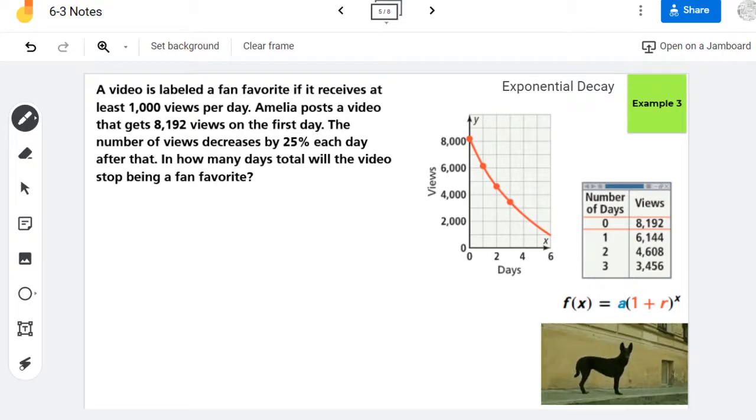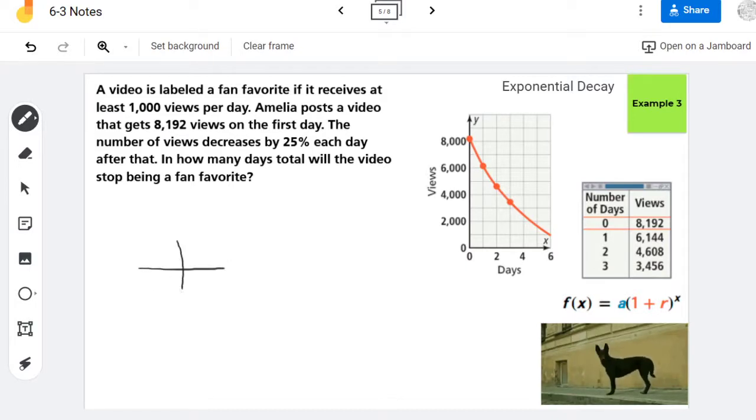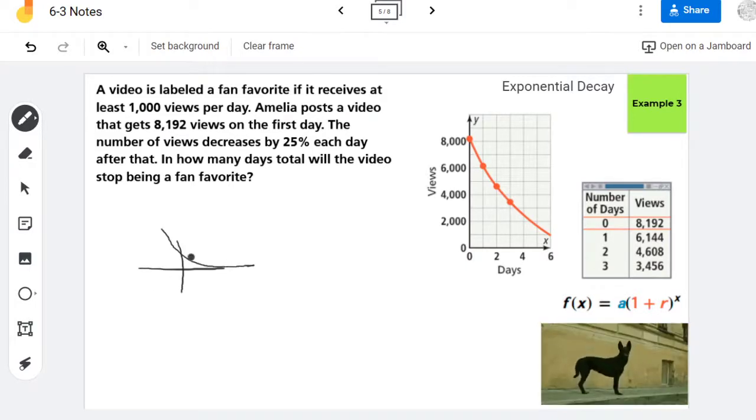In today's video, I'm covering example 3 from section 6-3 in the SavvasRealize Algebra 1 textbook. In this video, I am covering exponential decay. Decay, as you probably know from science, means to break down. In this situation, an exponential decay is when the graph of the exponential goes down like this. It's a decreasing graph.